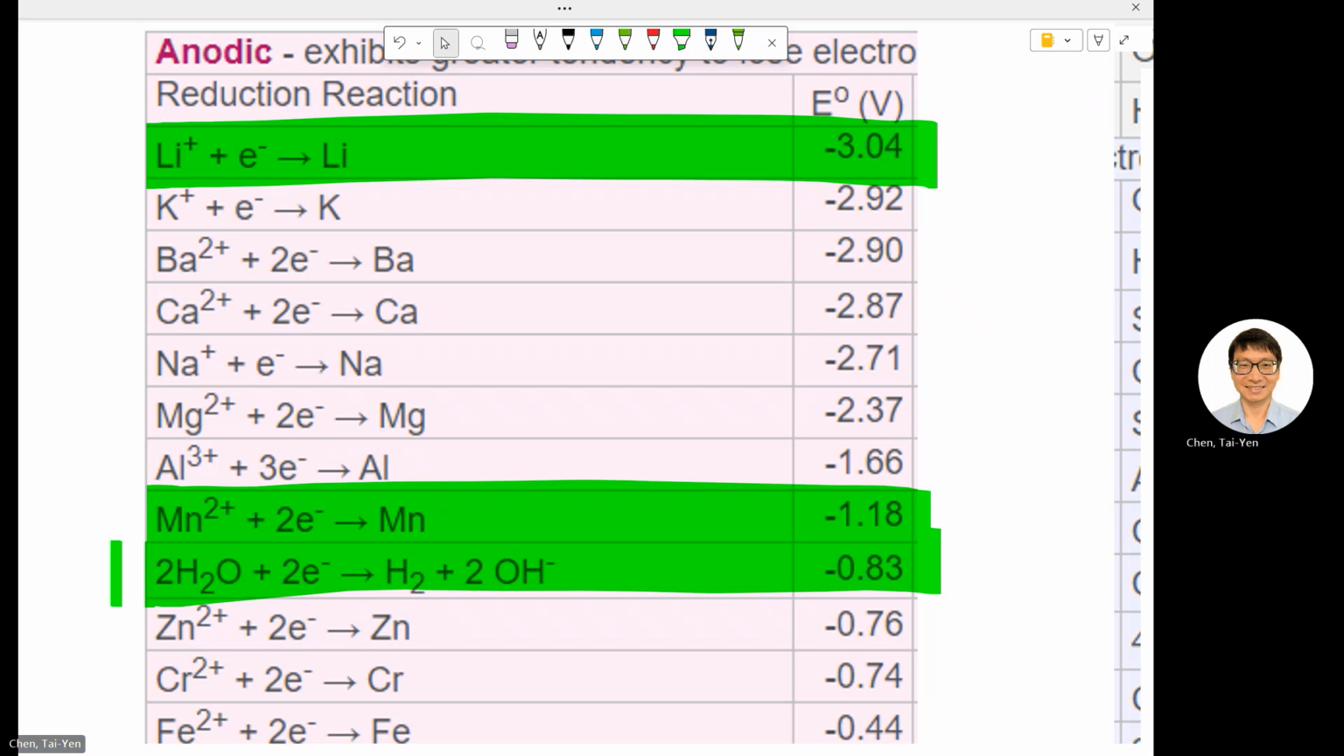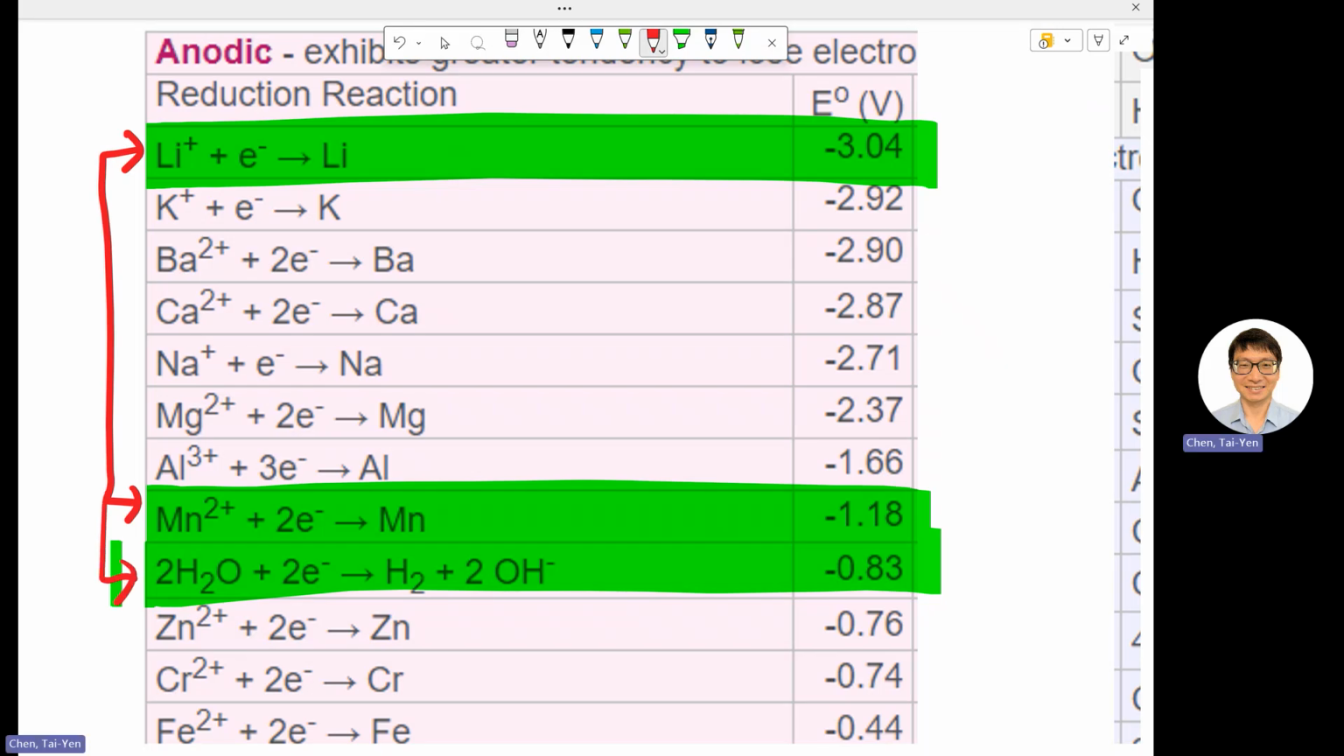Okay. So previously, we compared these two, right? We compared Li+ and Mn2+ and asked which one you're going to see at your cathode. Most of you responded that since Mn has the less negative reduction potential, therefore I can see Mn solid on my cathode. Right? That's what I got from you guys. So now we actually make things even more complicated.